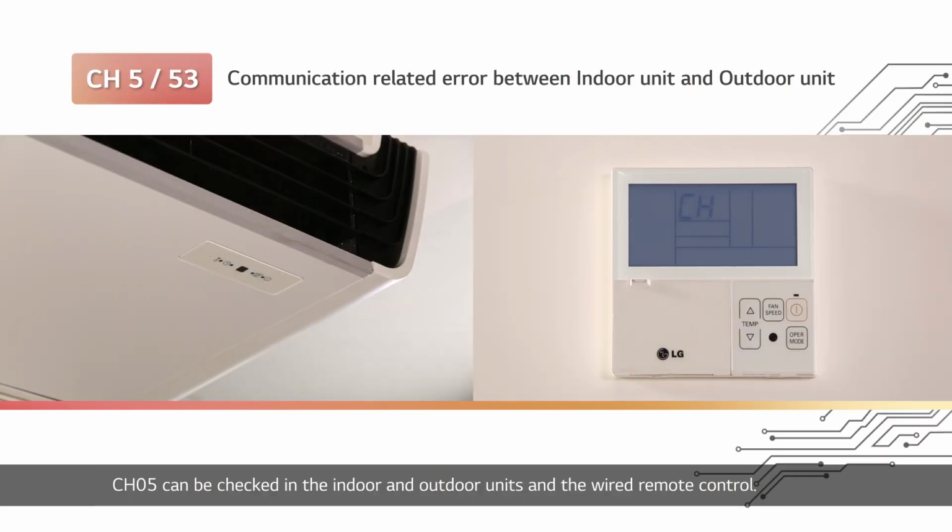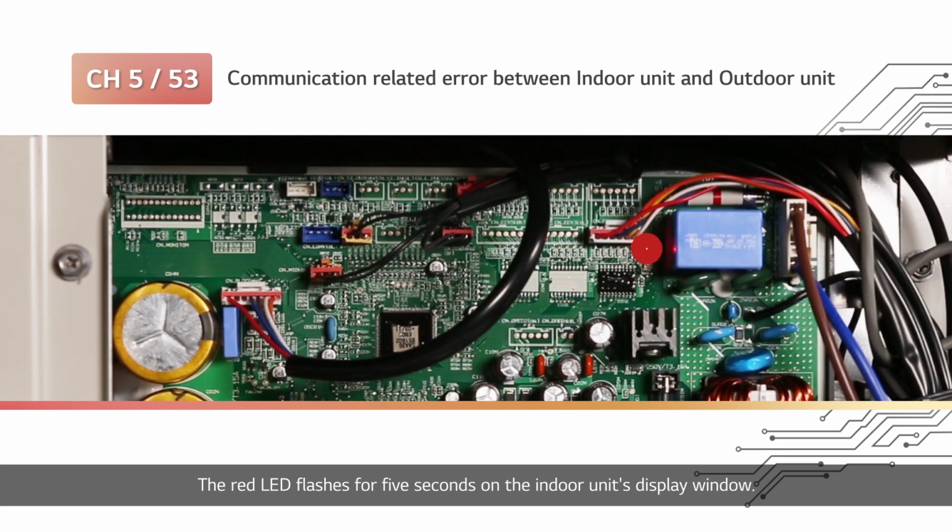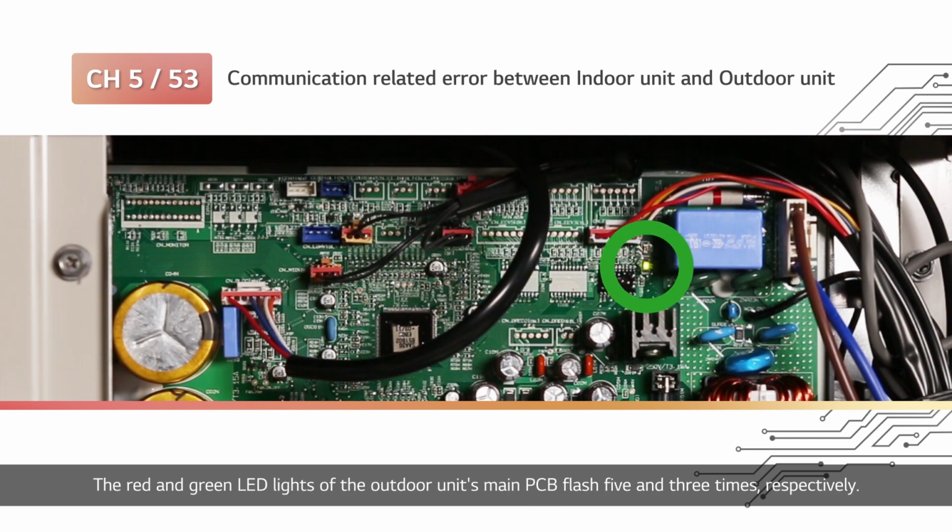Channel 5 can be checked in the indoor and outdoor units and the wired remote control. The remote control will display CH and 05 alternately. The red LED flashes 5 times on the indoor unit's display window. The red and green LED lights of the outdoor unit's main PCB flash 5 and 3 times respectively.